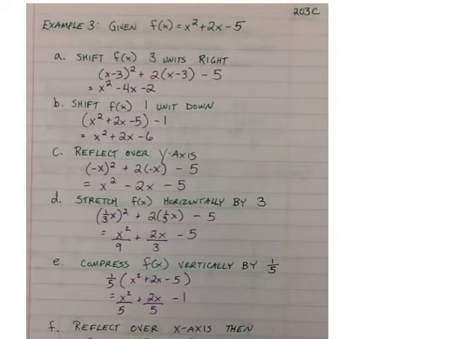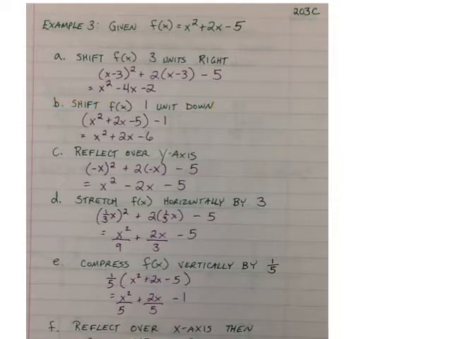All right, example 3. What we're given is a function, x squared plus 2x minus 5, and that is a quadratic trinomial. And I'm doing different sorts of transformations to it. So in part A, shift the function 3 units to the right. That means take all of the x's and replace it with x minus 3. And that'll move you 3 units to the right. From there, I did the whole process of factoring it and then condensing it back into a trinomial.